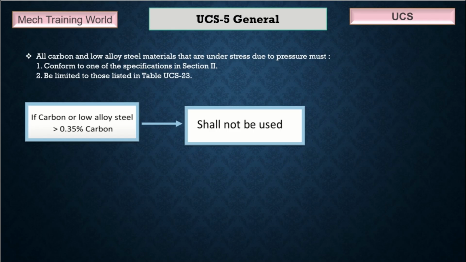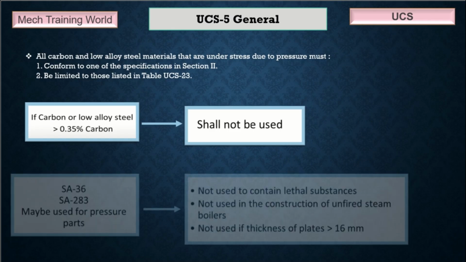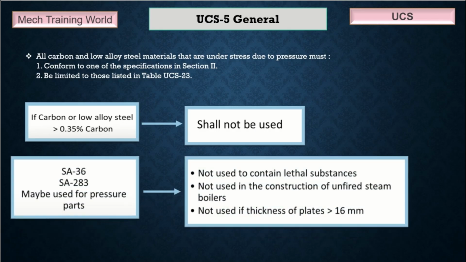Apart from this, I want to tell you one more point, that we can use SA36 and SA283 as pressure parts for pressure vessels, but there are limitations for their use. For example, if there is a lethal substance involved, we cannot use them. Similarly, for unfired steam boilers, their use is prohibited. Moreover, if the thickness of the plate is greater than 16 mm, their usage is not allowed. But we can use SA283 and SA36 for utility purposes such as water or air as long as we meet the specified requirements.